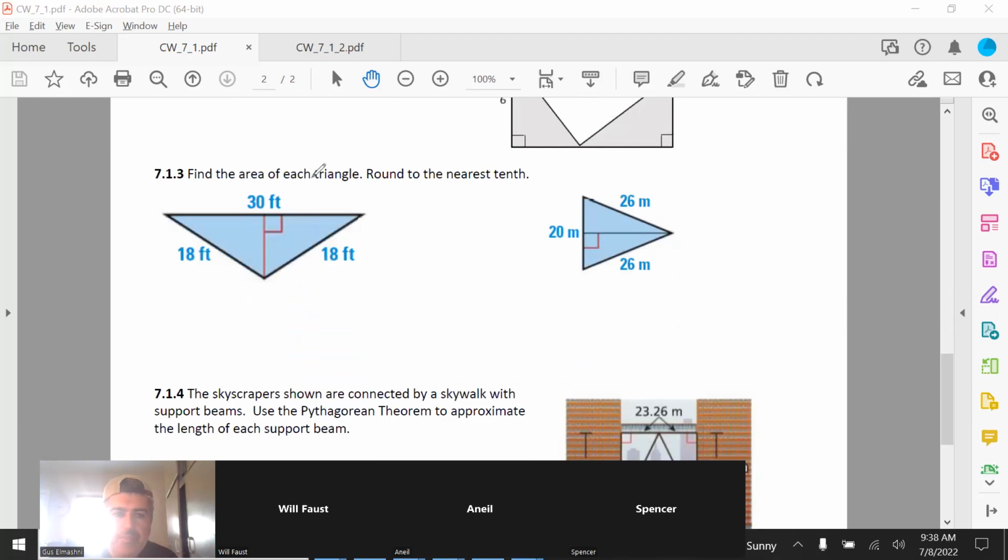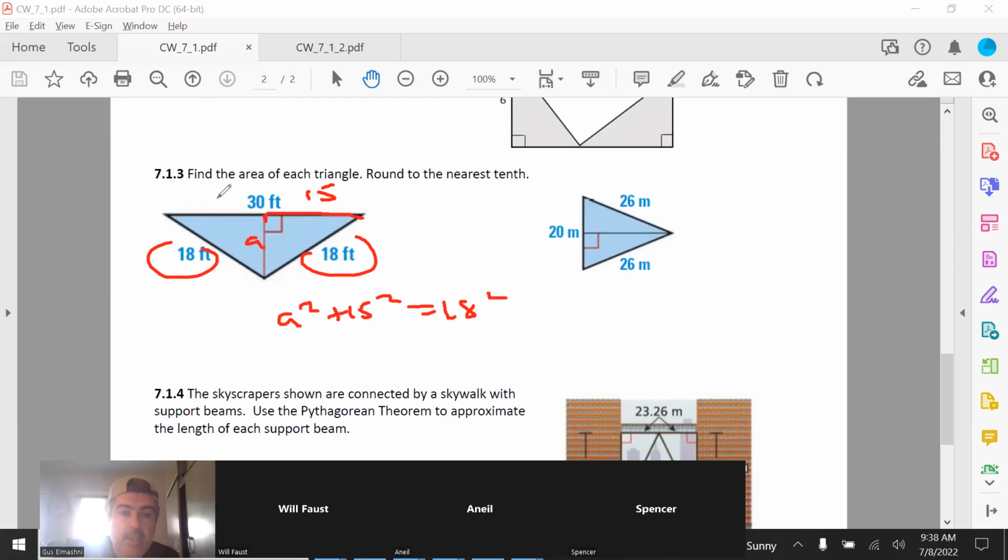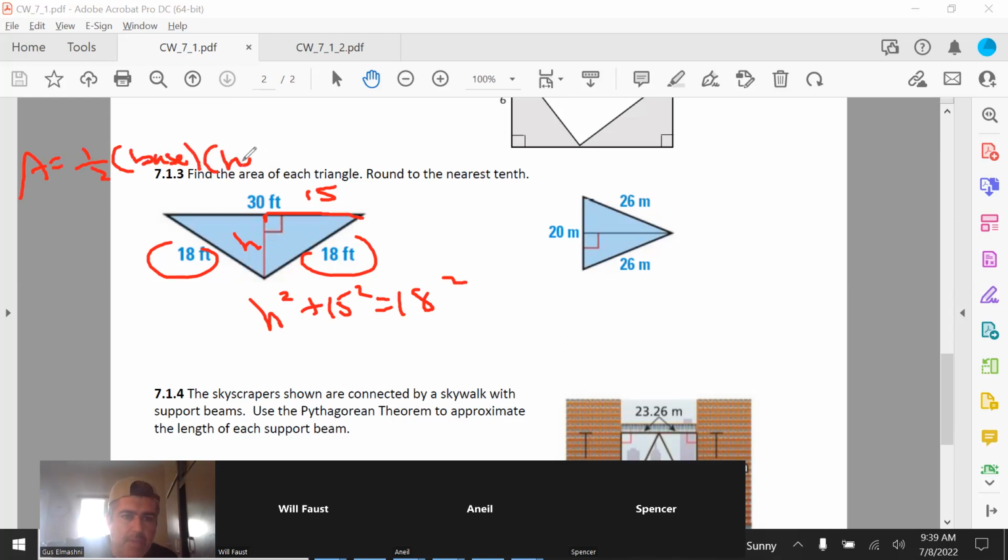For 7.1.3, because it's an isosceles triangle, this gets cut in half. So that's 15. And I'll call this A here. So a squared plus 15 squared equals 18 squared. Why do I need to find that segment that I labeled as A? So that's going to be the height of the triangle. Actually, let's call it H, because it is a height. So H squared plus 15 squared equals 18 squared. And remember, area of a triangle is 1/2 base times height.